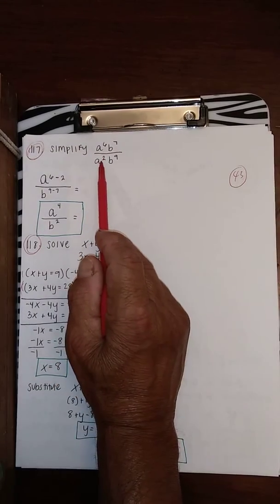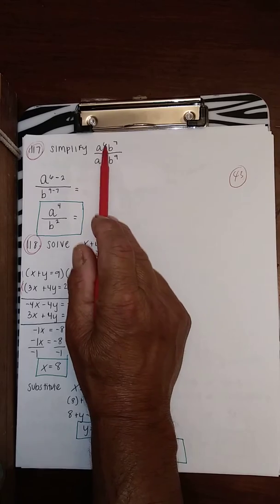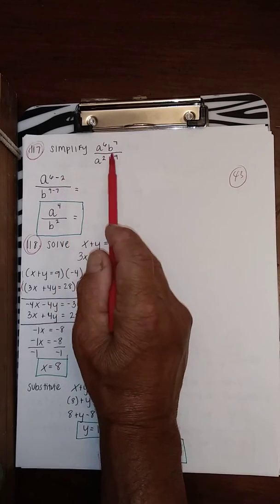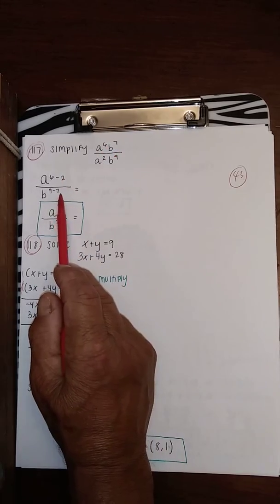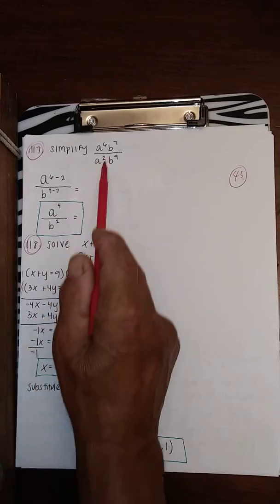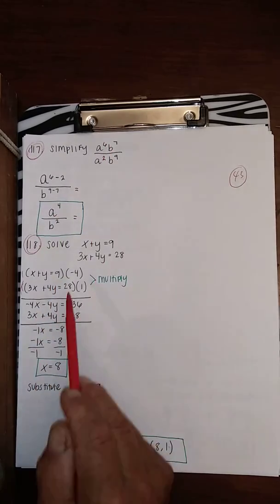This one, subtract the little power from the big power. So we have 6 and 2, so you go 6 minus 2, and then this is 7 from 9 on the bottom. So a to the 4, b to the 2. Subtract the little power from the big power.